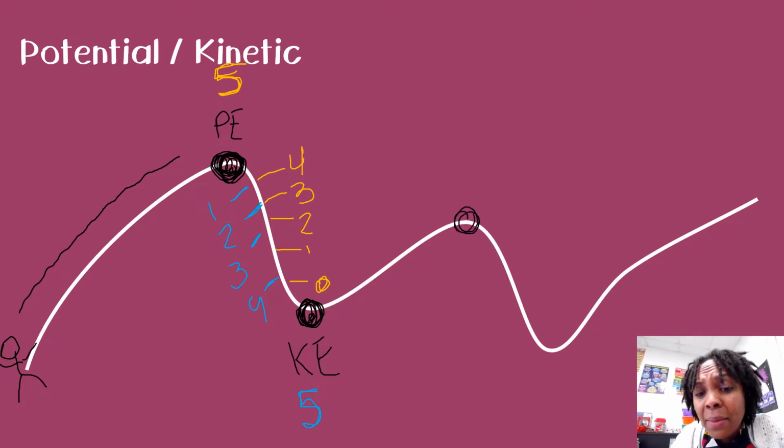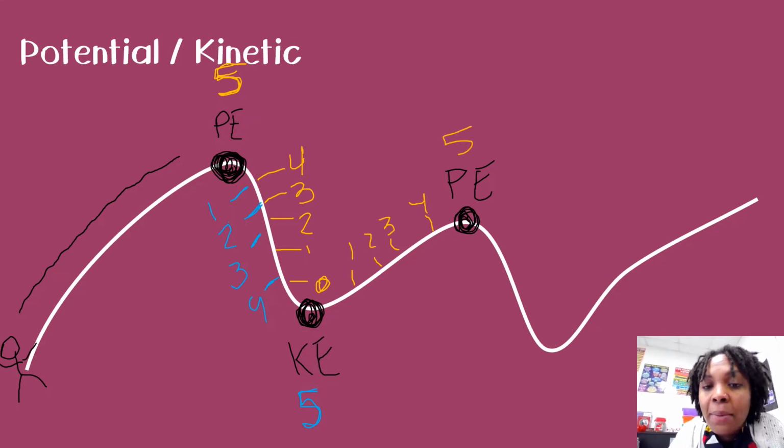And so as I go back up the mountain, my potential energy kicks back in, and my potential energy is at its greatest form. So as I'm going back up the mountain, it's going from 0 to 1, 2, 3, 4, and then at the top of the mountain, my potential energy is at its greatest. But what is our kinetic energy? As we go up the mountain, our kinetic energy is going back down. So it's going 4, 3, 2, 1, and our kinetic energy is at 0.